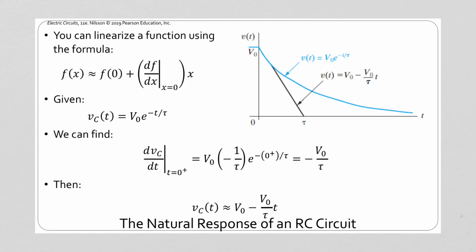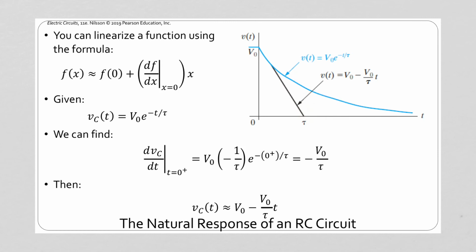We can use linearization to approximate a function. If we have the voltage of the capacitor, we can find its derivative right at t equals 0. And so we can approximate this function as a linear function. The capacitor voltage is actually an exponential decay, but we can approximate it as a linear function that will be a straight line. You see that it's not a very good approximation. They don't match very well.